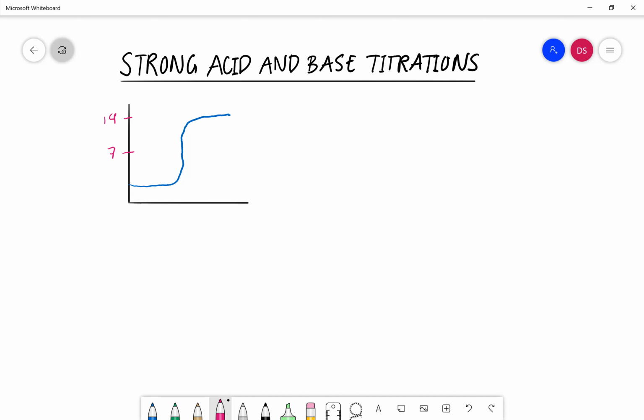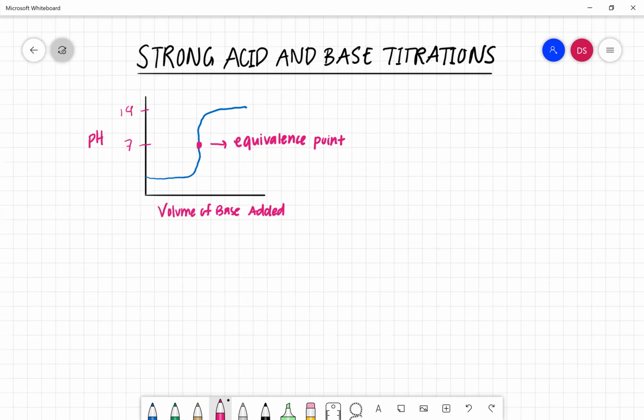And on your y-axis, we have the pH. And on the x-axis, we have the volume. And this is going to be the volume of the base added. And right here in the middle, at a pH of 7, we have our equivalence point. It's just a generic graph to show you how strong acid and base titrations work, because we initially start off with strong acid and then have base, which is why the pH increases. So let's work through some practice problems.